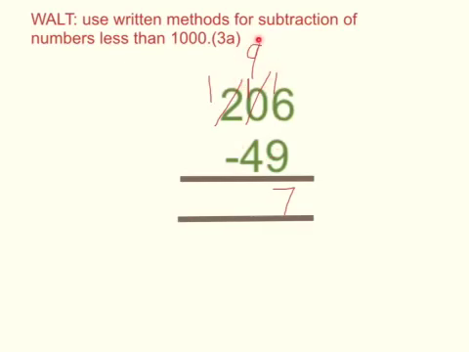This has become 9 because I've borrowed to make my 10, but I've then borrowed for my units. 9 take away 4 is 5. I then move on to my hundreds column. 1 subtract 0 is 1, giving me the answer of 157.